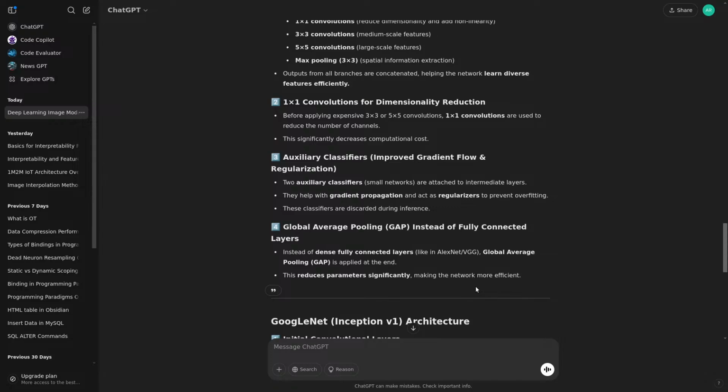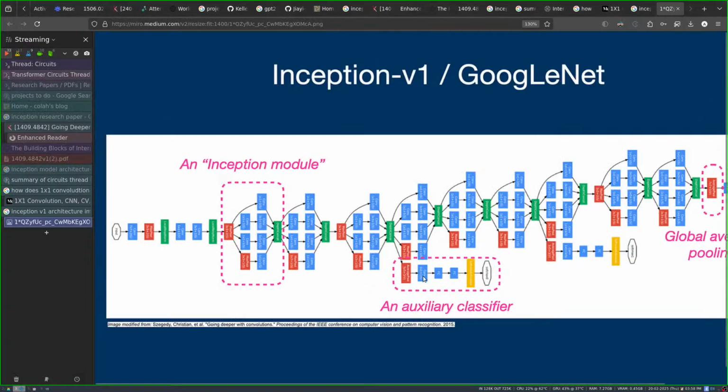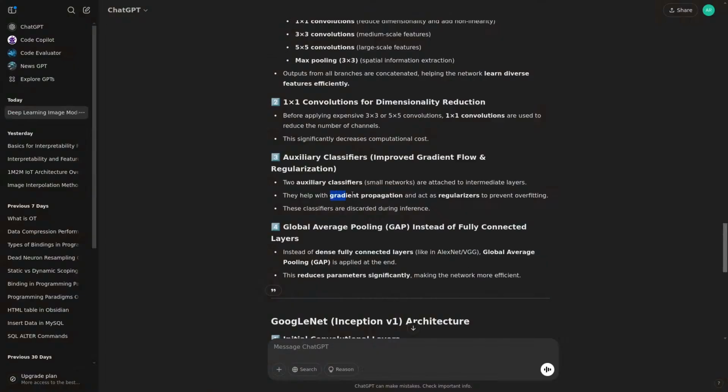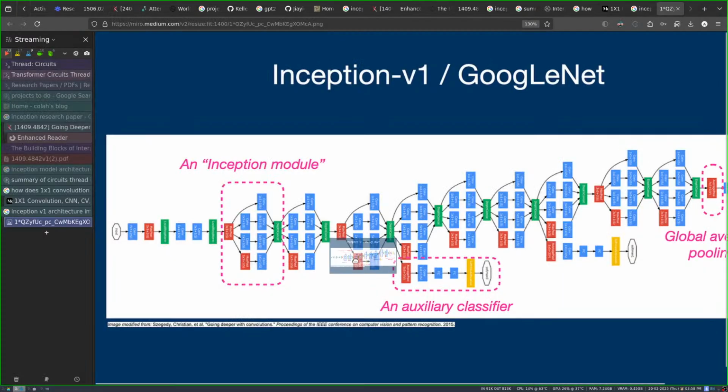They help with gradient propagation and act as a regularizer to prevent overfitting. These classifiers are discarded during inference. Okay, there are these things. They help with gradient propagation, act as a regularizer, and are discarded during inference. Okay, I'm fine with it. Sure, some kind of regularizer.